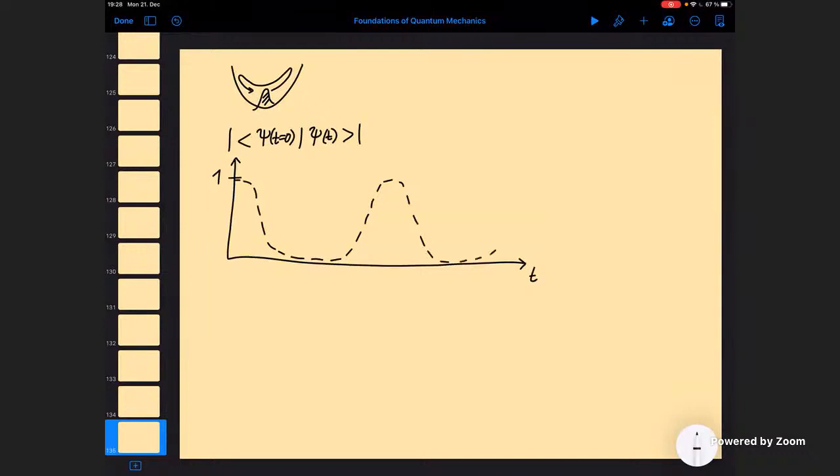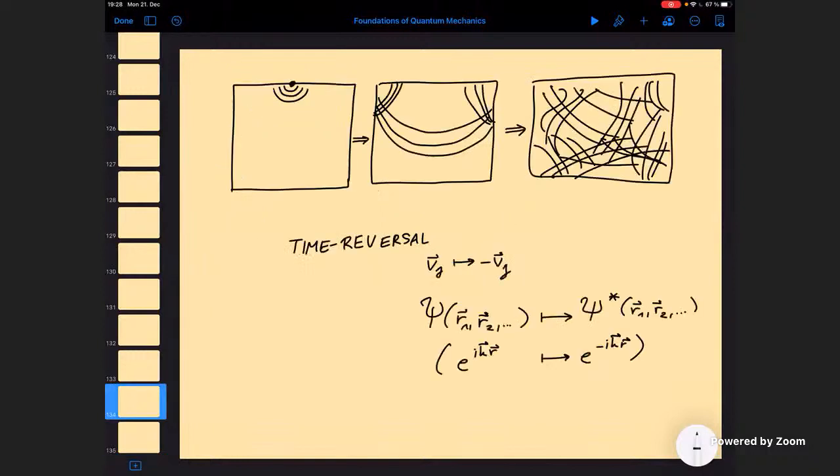So a periodic revival, as they call it. But before I go on and describe how the same thing happens for many degrees of freedom, there was an interesting question. So time reversal is a dissipative dynamics. Yes, indeed. Yes, and congratulations.